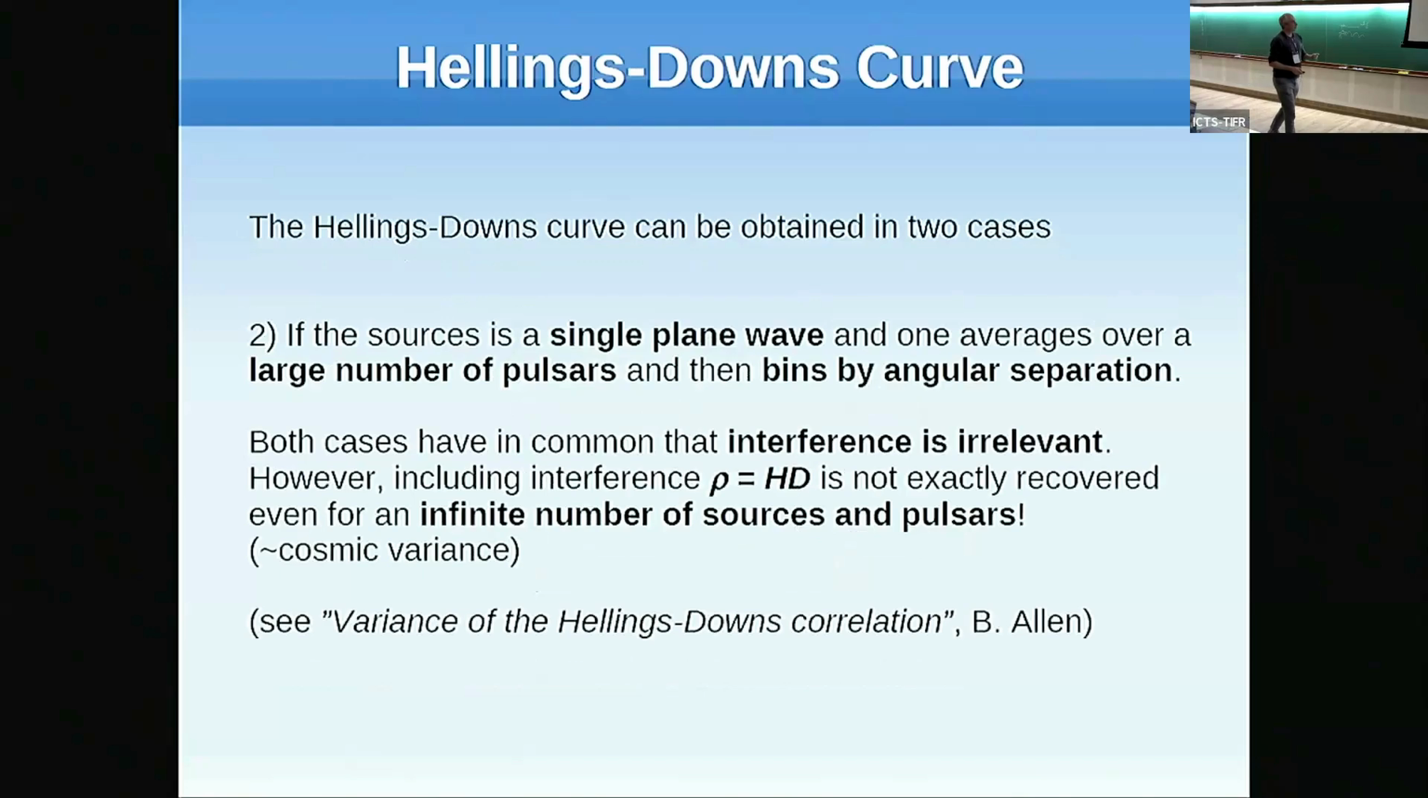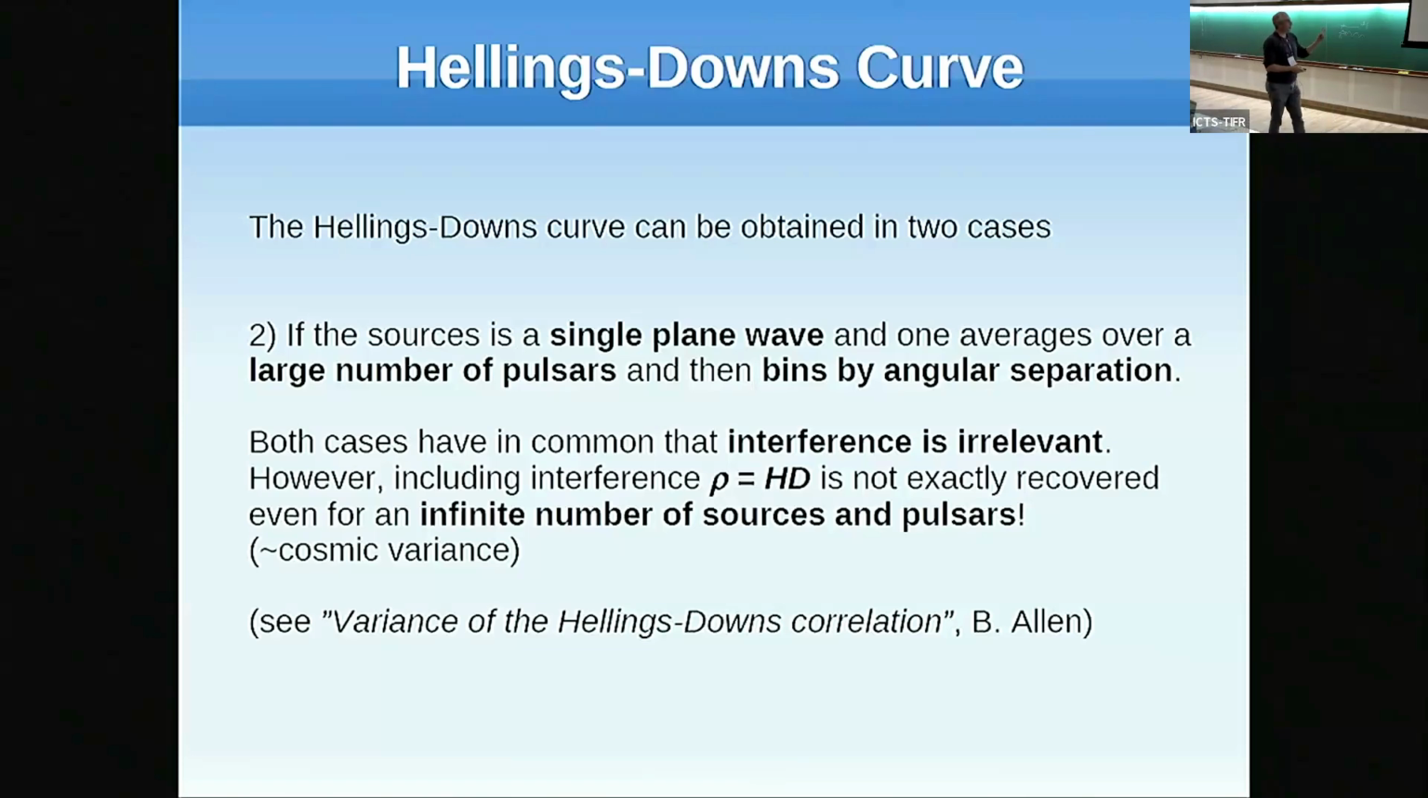There's a second limit where you get Hellings-Downs, and this is if you have a single source, but have many pulsars, and then bin over pulsars with the same angular separation. Okay? So let's say you have 1,000 pulsars, you have a million pulsar pairs, you take all the pulsar pairs which have the same opening angle, and average over them, and of only a single source, also in this limit, you get exactly Hellings-Downs. Okay?